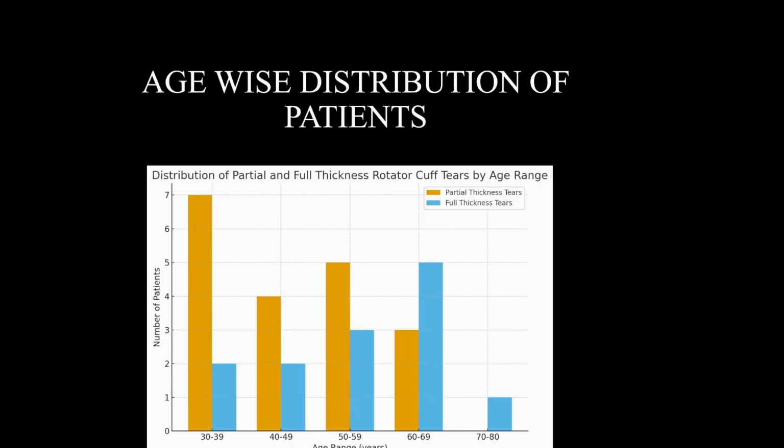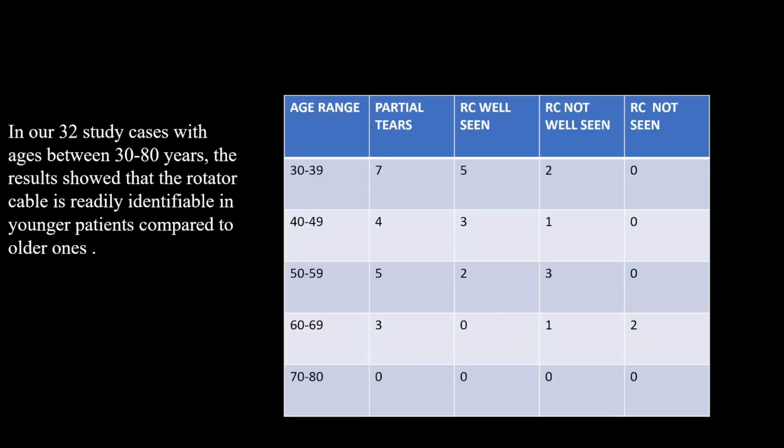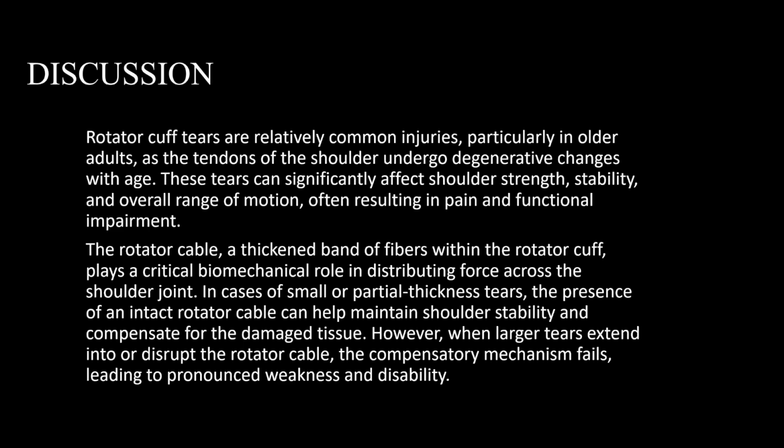Observation and results. This is a chart of the age-wise distribution of patients with partial and full thickness rotator tears by age and number. And this is the visualization of the rotator cable in patients with partial and full thickness tears, showing how much we could visualize in partial thickness and full thickness tears. In the end, in our 32 cases with ages between 30 to 80 years, the results showed that the rotator cable is readily identifiable in younger patients as compared to the older ones.